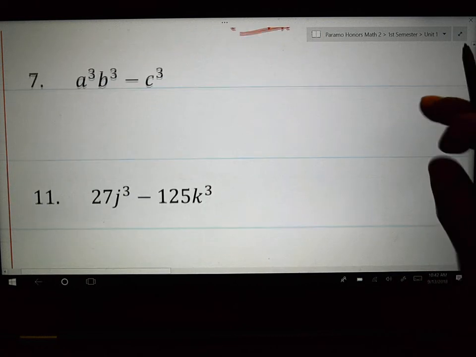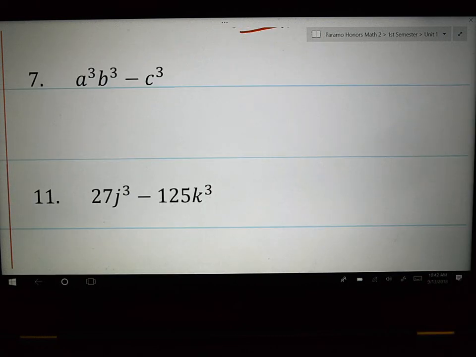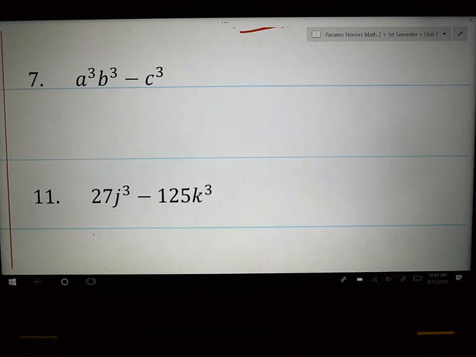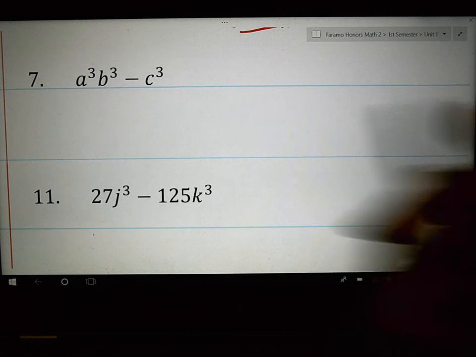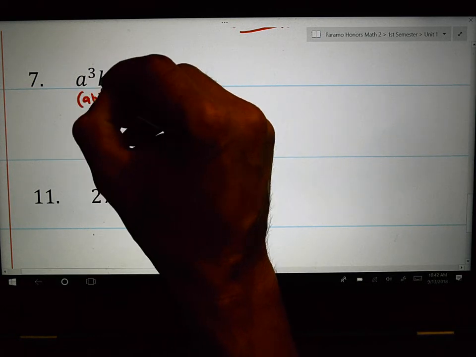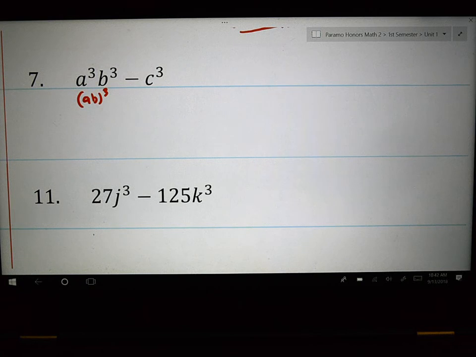Let's do a couple more examples and let's show you how it gets a little bit harder. We'll go a little bit faster this time. I have a to the third and a b to the third. I bet you know what that is, to the third power. I bet you know what the cube root is. I usually just write it like this. Parenthesis ab to the third. That way I kind of know what the cube root is. It's just going to be the a and the b.